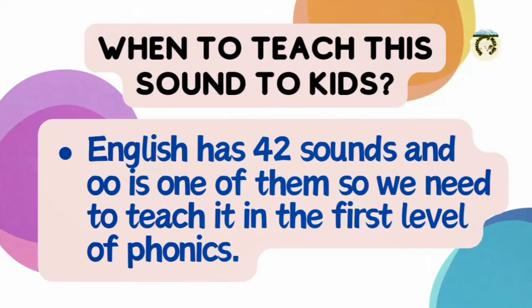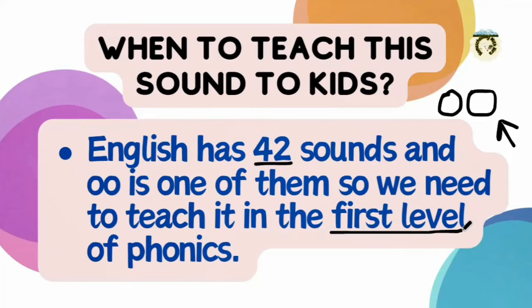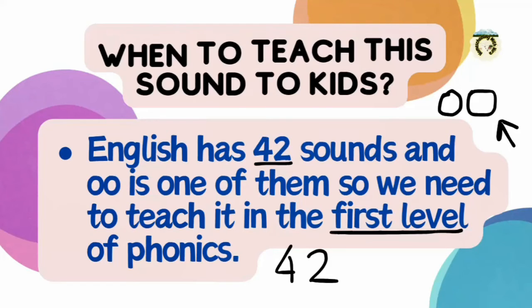So the first question: when to teach this sound to kids? Actually, the phonogram oo is one of the 42 sounds of English. So we need to teach this sound to kids when we are teaching them the first level of phonics, which means when we are teaching them the first 42 sounds, right? If you don't know what the first 42 sounds are that we need to teach kids, you can check out the description box. I have given a link there. There is a short video that will help you understand this.